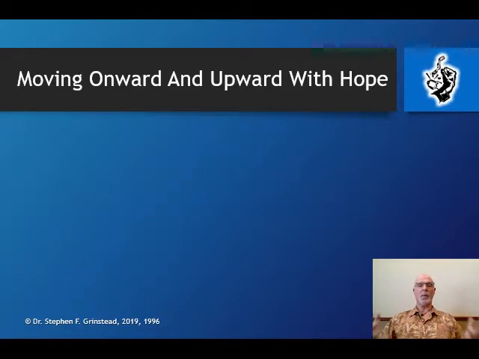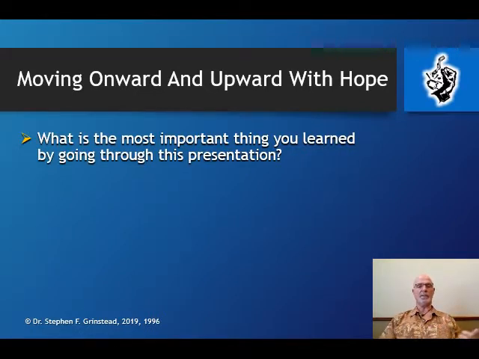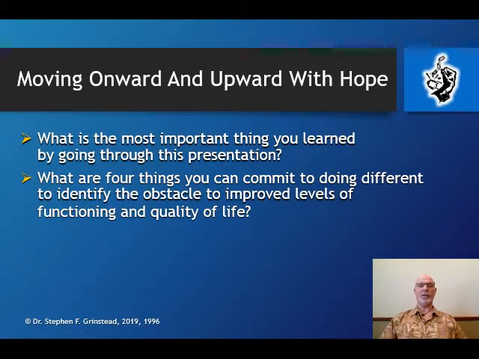So I like to always end on a positive note, moving onward and upward with hope. So as you were going through this presentation, take a moment to jot down some of the most important highlights that struck out to you. And then take a look and try to have a list of 4 things that you can commit to do differently to identify the obstacles to improved levels of functioning in your own quality of life. If you're a professional watching this, this applies to you too.